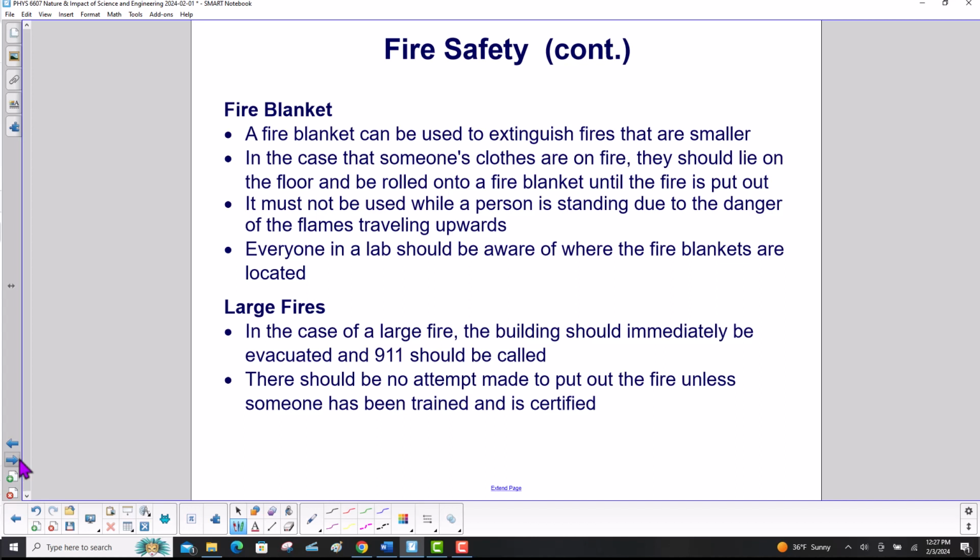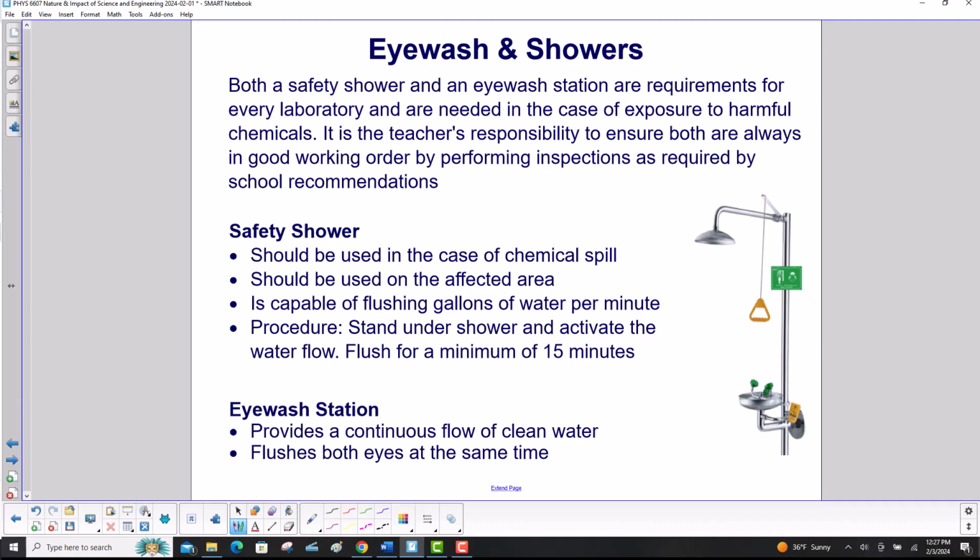Large fires. In the case of a large fire, the building should immediately be evacuated and 911 should be called. There should be no attempt made to put out the fire unless someone has been trained and is certified. Both a safety shower and an eye wash station are requirements for every lab and are needed in the case of exposure to harmful chemicals.